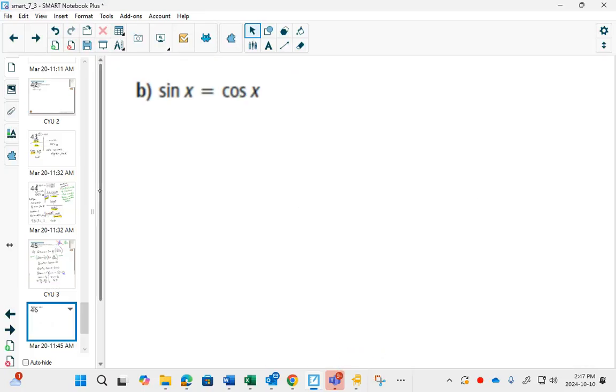Question number 2, or part B. Sine x equals cos x. I'm going to show you 2 ways to do this one. And I'm also going to show you the number 1 mistake that students make on this. Okay? First of all, the mistake is based on good intentions. The good intentions are, it would sure be nice if it was only sine or only cosine. Right? Because then you could solve it. It's a problem right now that we have a sine and a cosine.